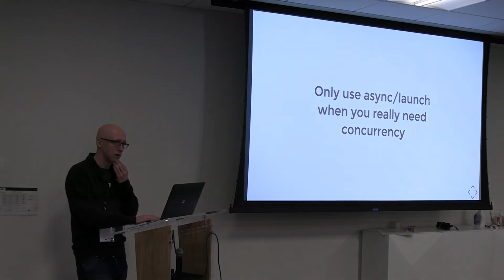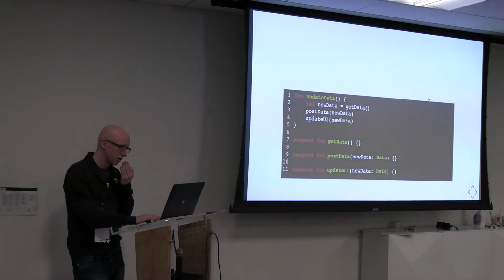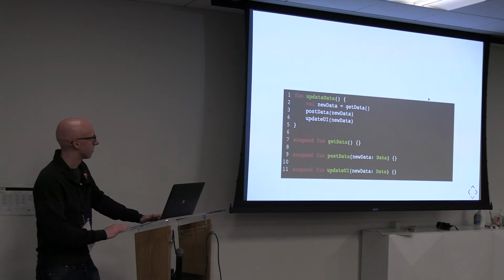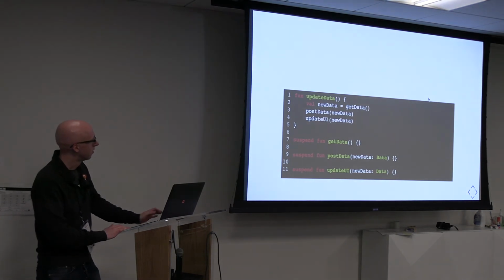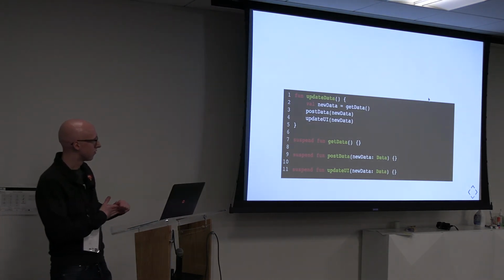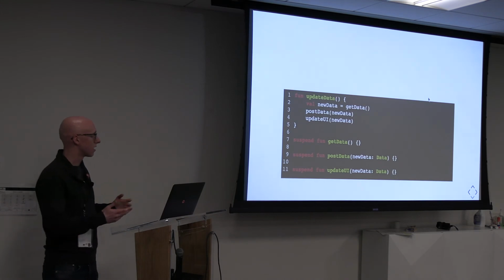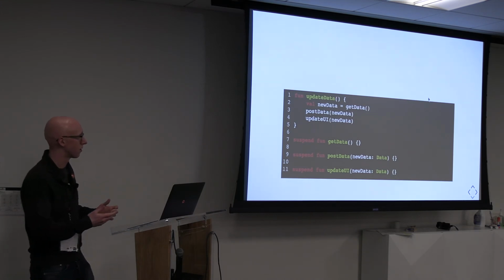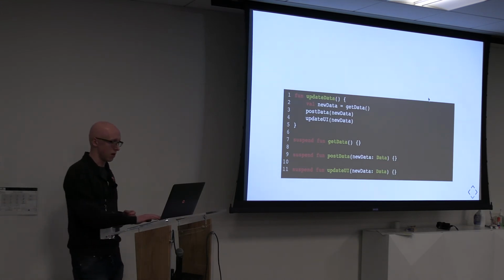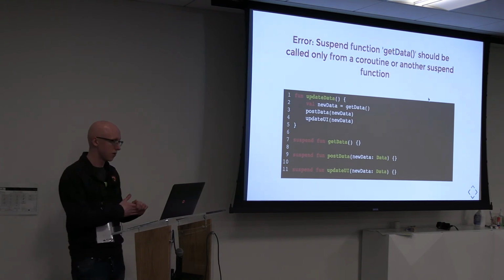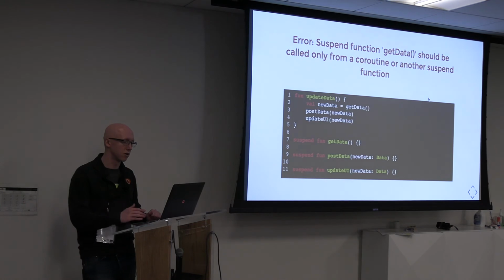So if we take a look at an example of this, say we have this update data function that calls 3 suspend functions. We have get data and post data as the user, doing network calls, and then we want to update the UI. So this won't compile. We'll get an error saying suspend function get data should only be called from a coroutine or another suspend function.